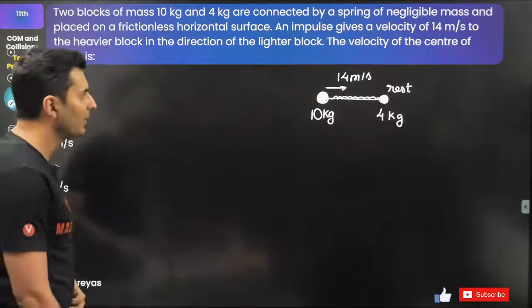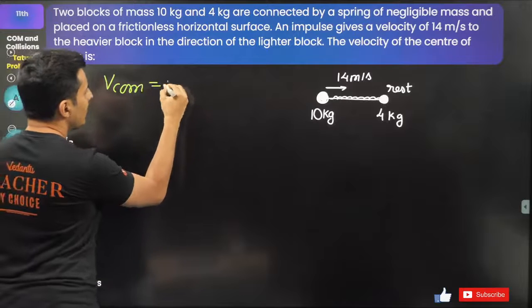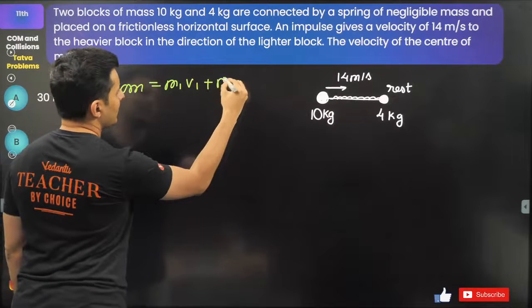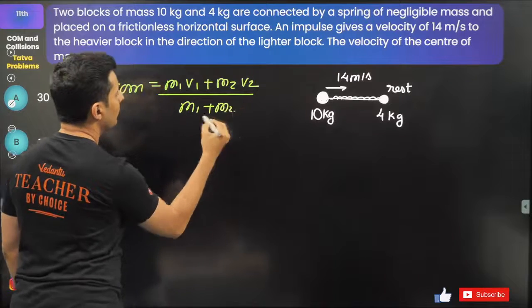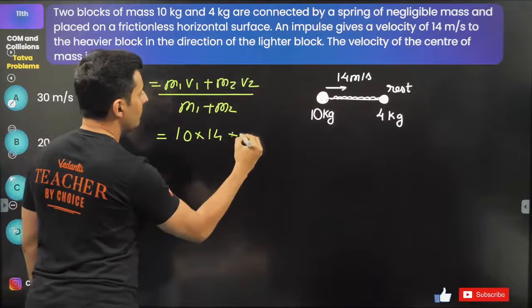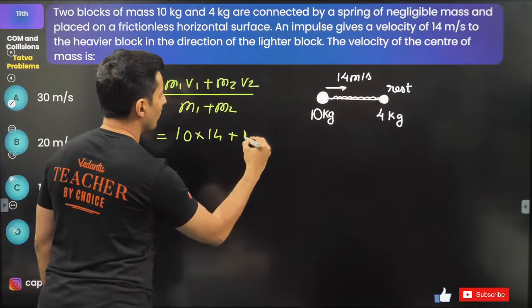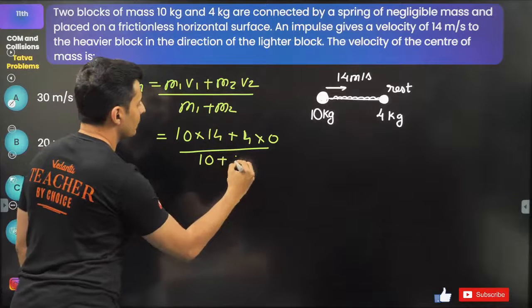That is completely wrong. Now the question is, what is the velocity of the center of mass? The formula is m1 v1 plus m2 v2 upon m1 plus m2. m1 is 10, v1 is 14, m2 is 4, its velocity is 0, upon m1 plus m2. So 10 plus 4.